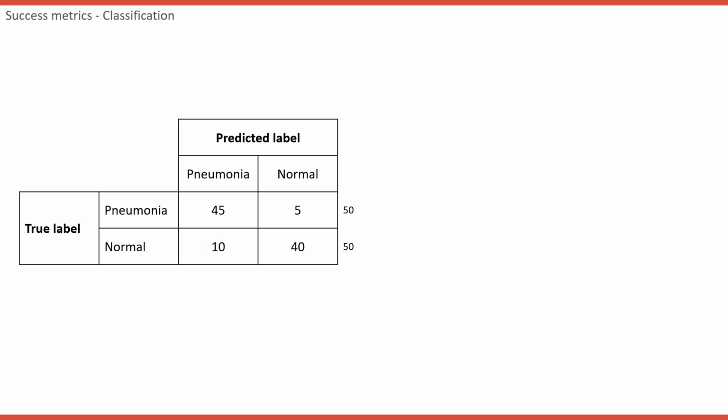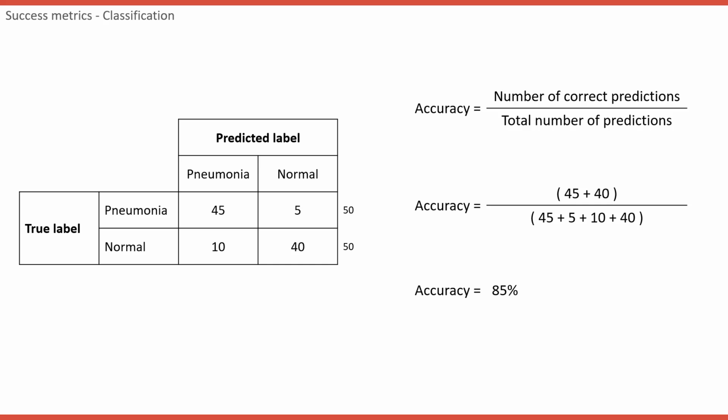So let's move to the first success metric, accuracy. Accuracy is the number of correct predictions divided by the total number of predictions. It's one of the most common classification metrics and one of the easiest to understand. As shown for our model, we have an accuracy of 85%. When we have balanced classes, accuracy is a proper metric. However, in some unbalanced cases, it can turn out to be an inaccurate metric.